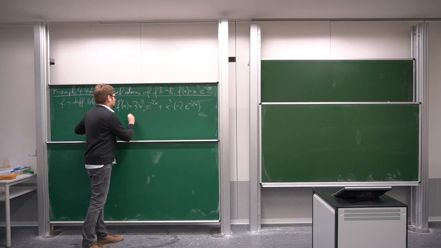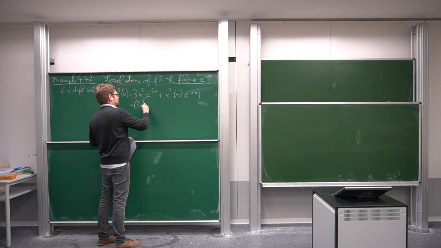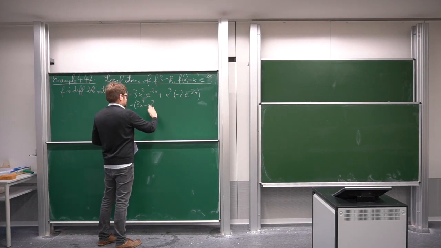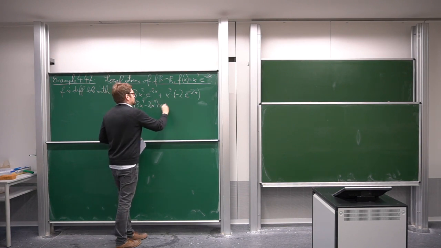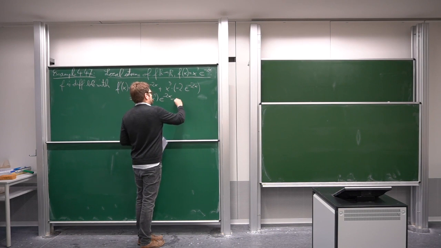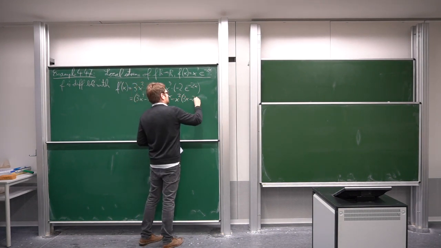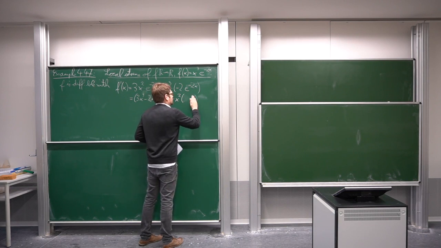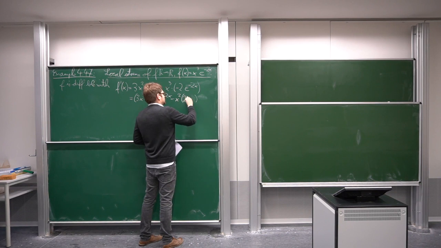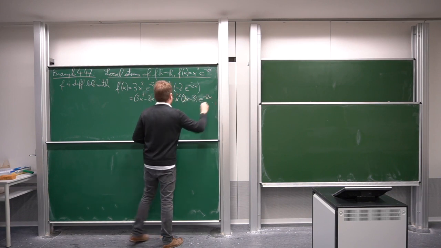And this, of course, can be summarized by 3x squared minus 2x to the 3 times e to the minus 2x, and for our purposes it's convenient to write this as x squared times 3 minus 2x, other way around, 2x minus 3 times e to the minus 2x.